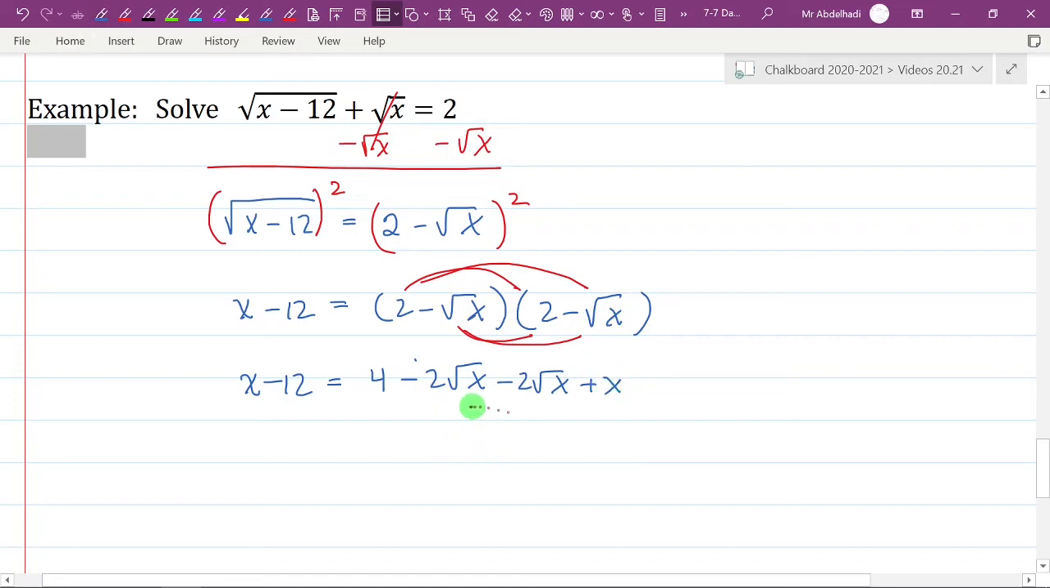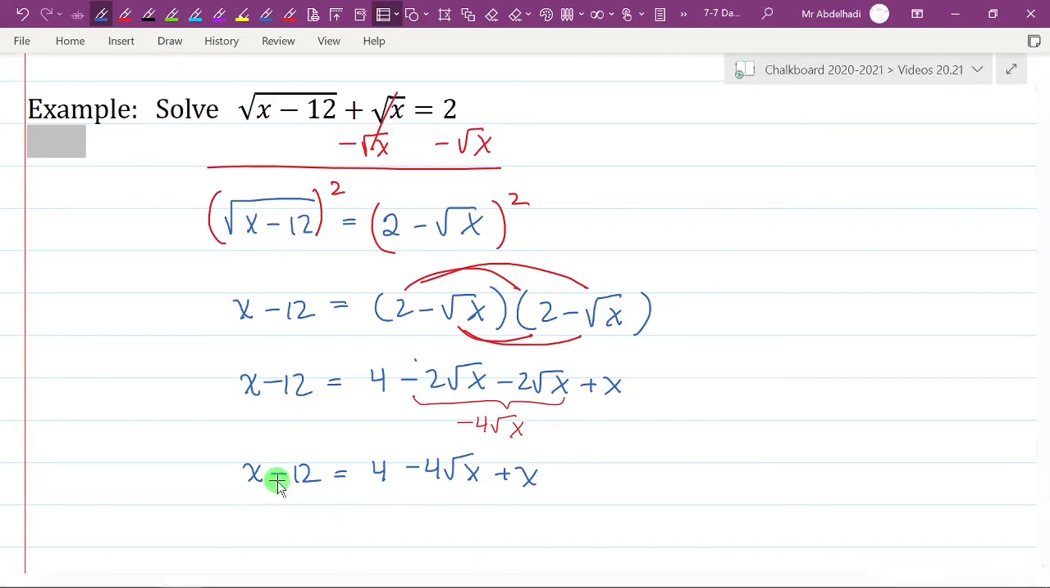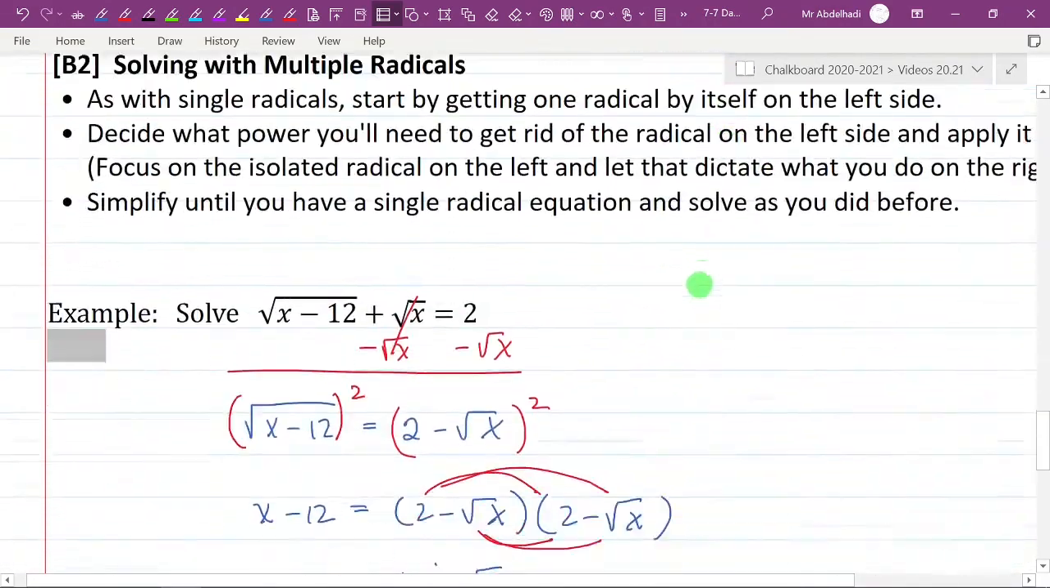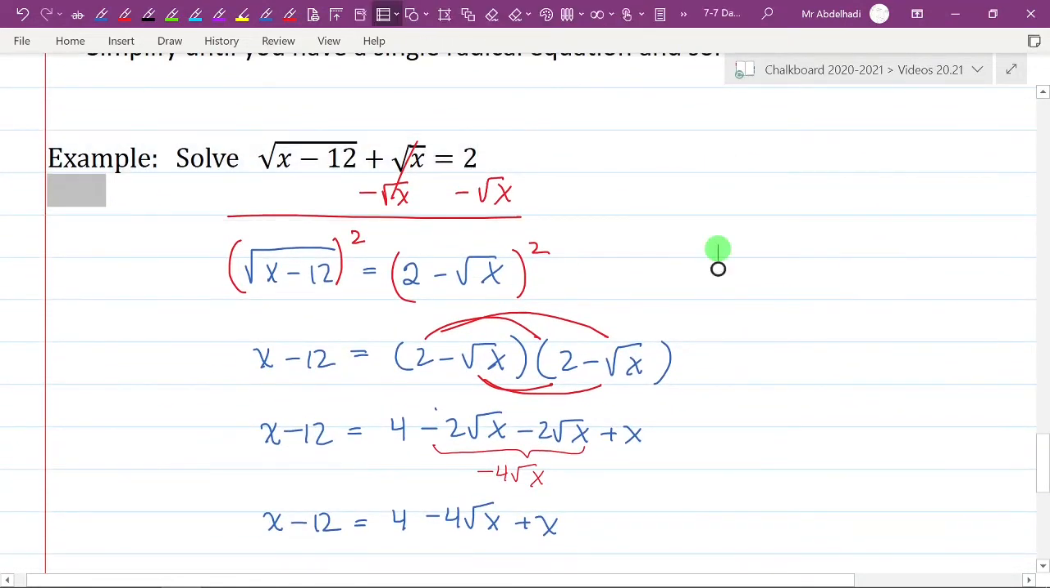We end up there. Now you might notice that we have some like terms here. These two are like terms, and when you add them together, you get negative 4 radical x. So let's keep simplifying. We have a 4, negative 4 radical x, and a plus x here. Once we've done that whole process, we have to go into phase 2. So I'm going to take this whole thing, copy it, and paste it over in the right-hand column here.